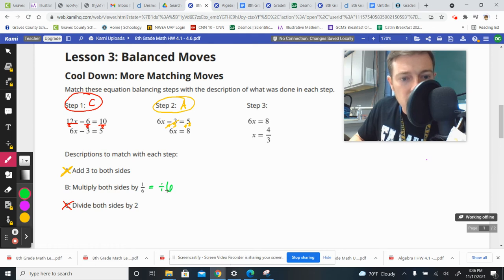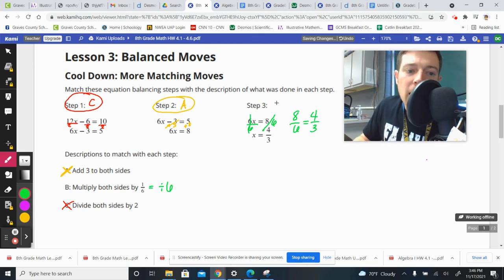Dividing by 6 is the same as multiplying by that number's reciprocal. So let's think of this as I'm going to divide this side by 6, and I'm going to divide this side by 6, right? The 6's cancel, and the fraction 8/6 that you get when you divide by 6 reduces to the answer that they show, 4/3, when you divide both parts by 2. So that's why B is the one that goes to step 3.